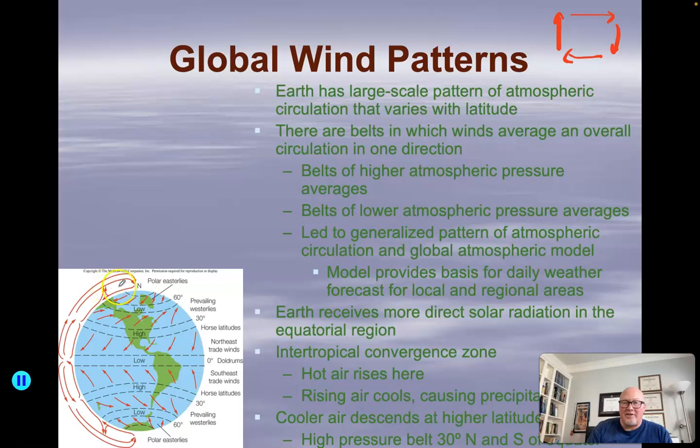So here are convection currents. Now, how these convection currents are translated into surface winds, you can see how these are curved, and these curve because of the fact that the Earth is spinning. This is called the Coriolis effect. So you have the winds that are curved as a result of the spinning Earth's motion.